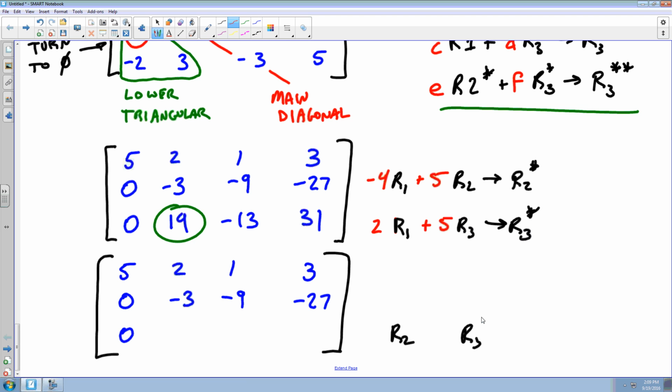How about 19 row 2 minus, or is it plus 3 row 3? That'll work, right? Replace row 3.